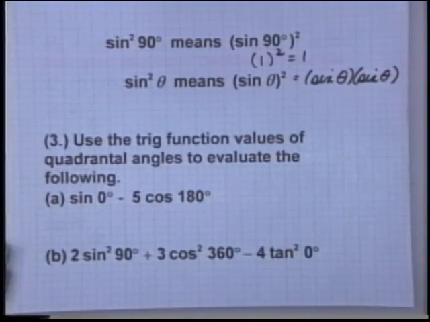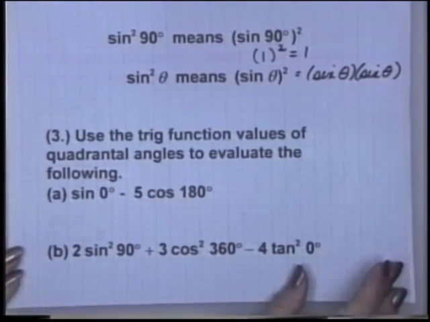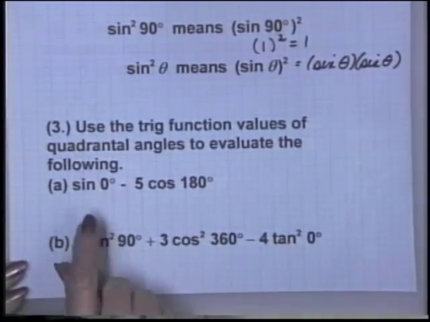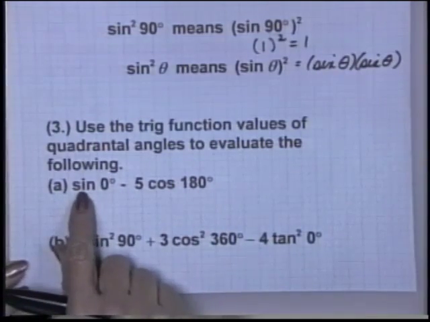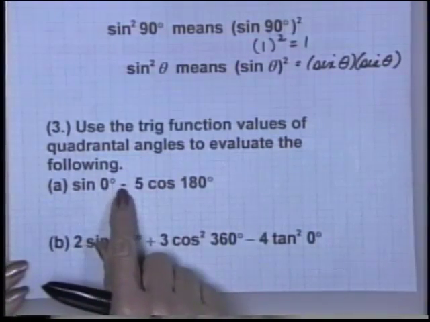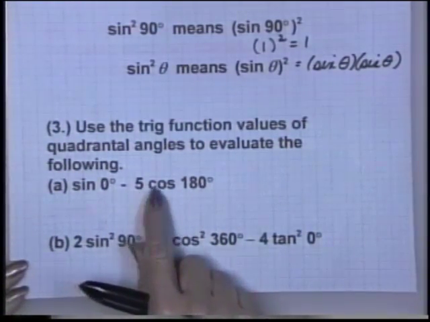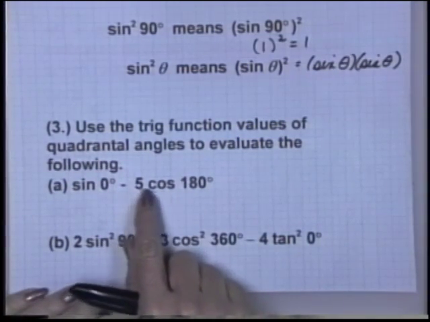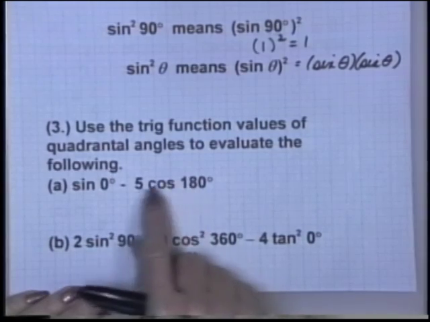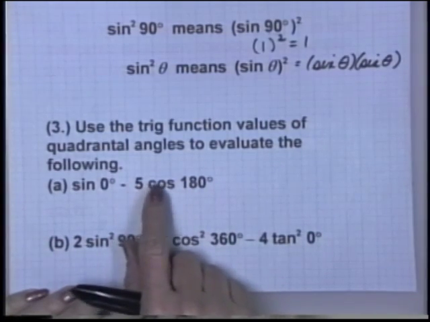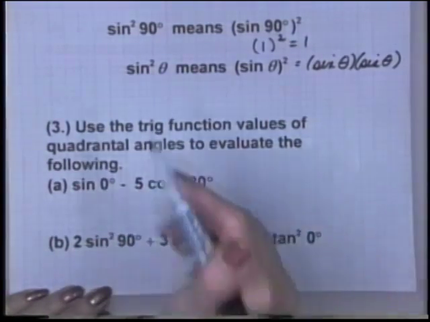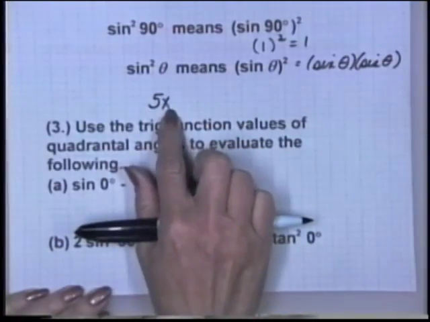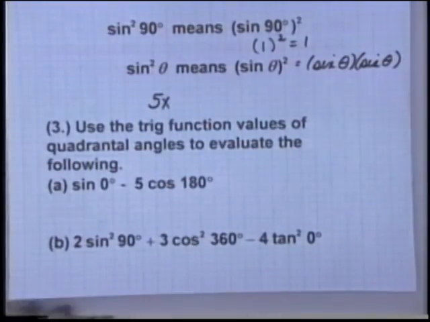It says use the trig function values of quadrantal angles to evaluate the following. And this, when we read it, means the sine of 0 degrees minus 5 times the cosine of 180 degrees. When we write that 5 next to that cosine, it's understood to be 5 times the cosine of 180 degrees. The same way when we write 5x, we mean 5 times x.